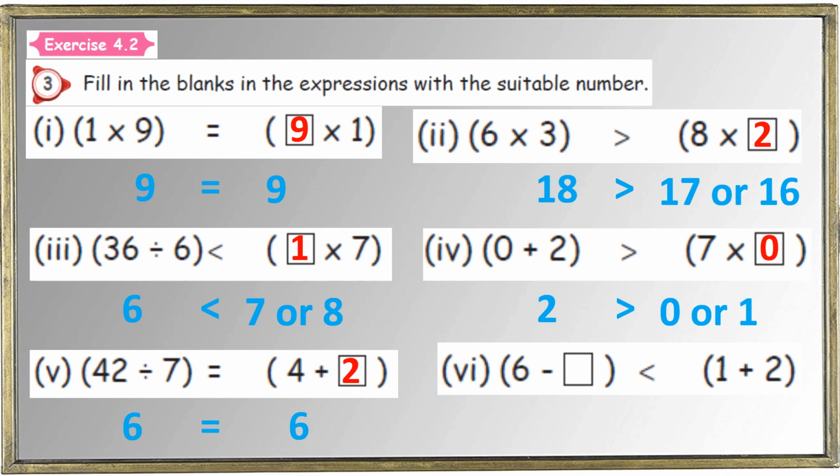Sixth one, 6 minus box, we don't know. So let us move to the right side. 1 plus 2 equal to 3, isn't it? Fine. So mention the less than symbol. That means the left side number should be below 3. That means 2 or 1 like that. So mention the answer. 6 minus what should become 2? Yes, if we subtract 4, we get 2. So 4 will be the answer.